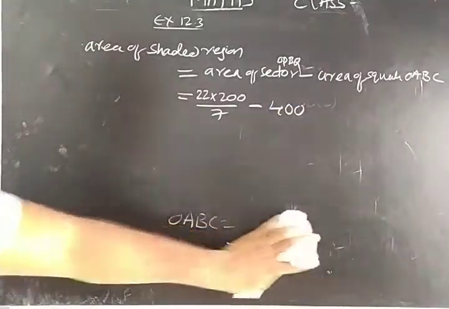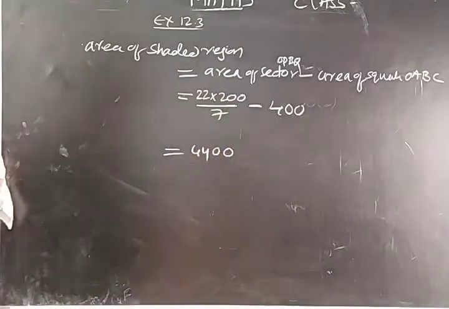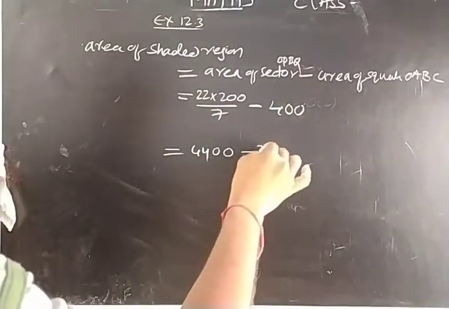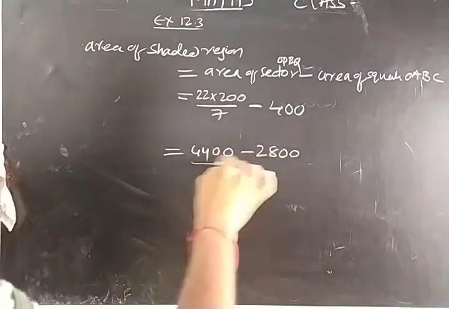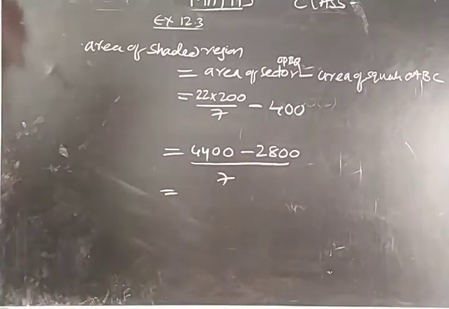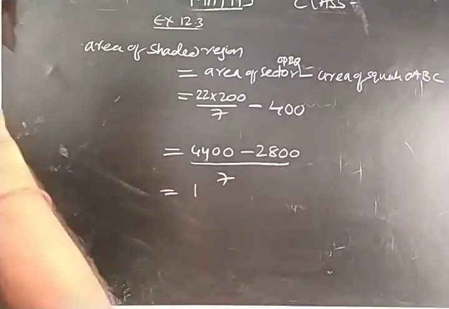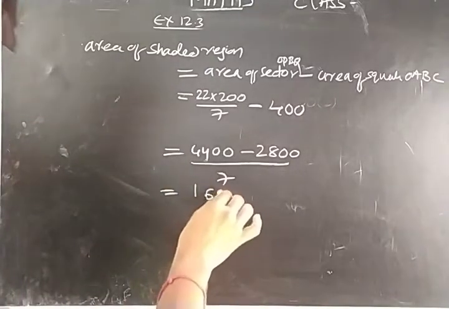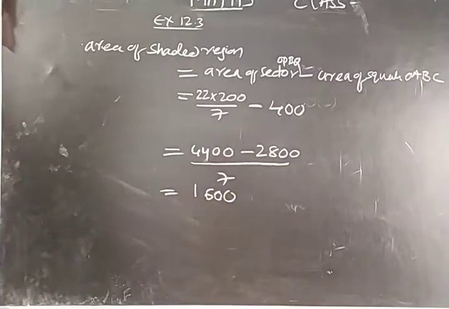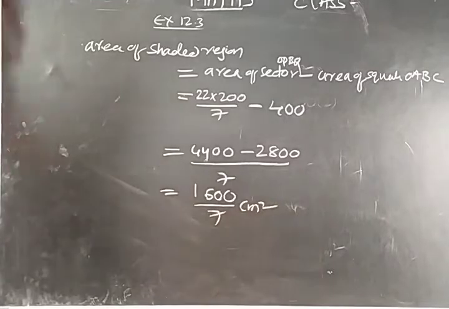Now simplify this. 22 into 200 is 4400 by 7, and 400 into 7 is 2800 by 7. Now 4400 minus 2800 is 1600 by 7 centimeter square. This is the required shaded region area. Okay, now next problem.